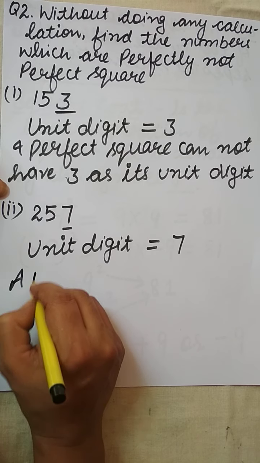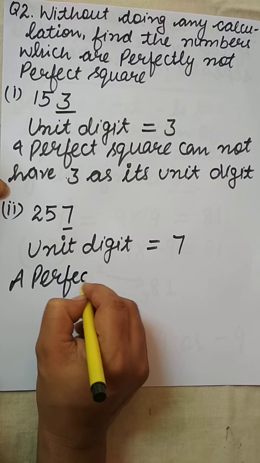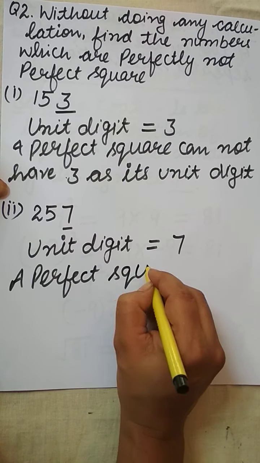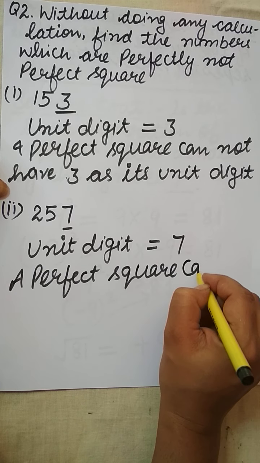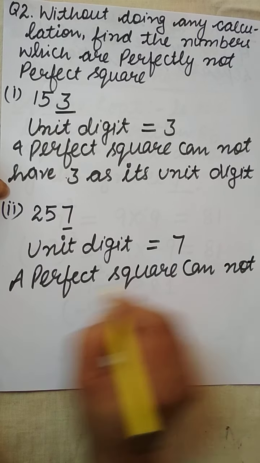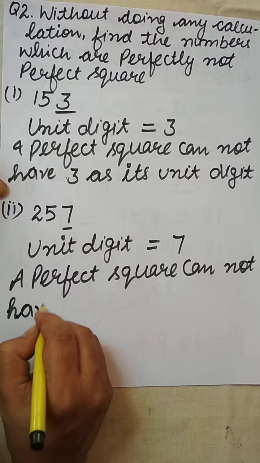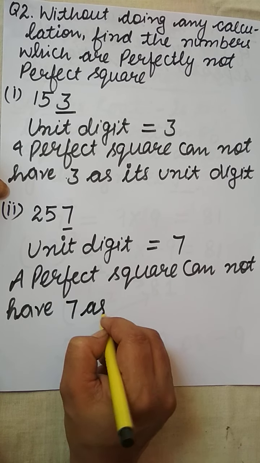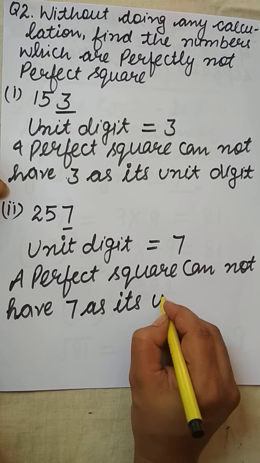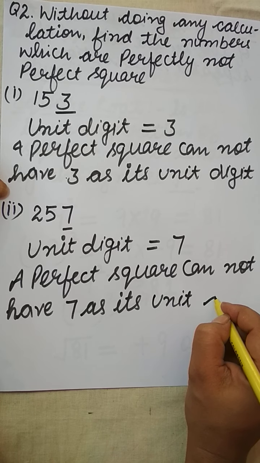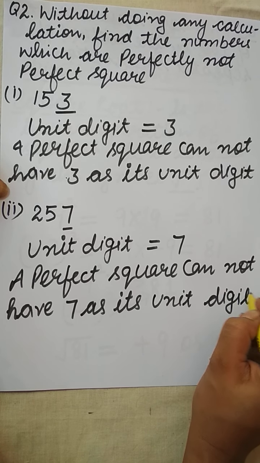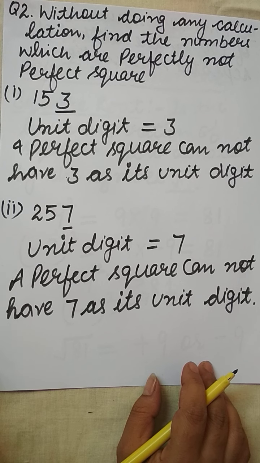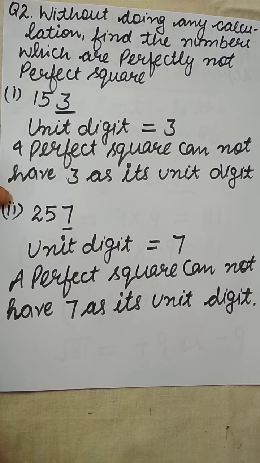A perfect square cannot have 7 as its unit digit, which is the required reason. In this type of questions we need not to do any kind of calculations. We will simply see the unit digit of the given number.